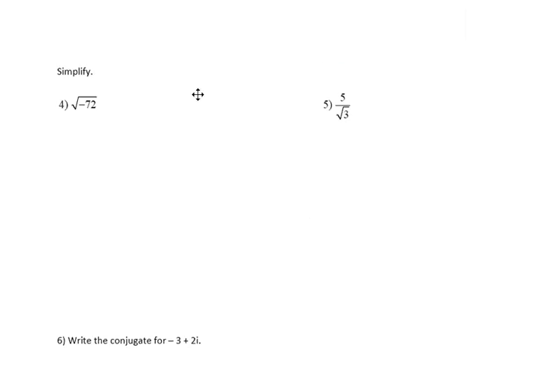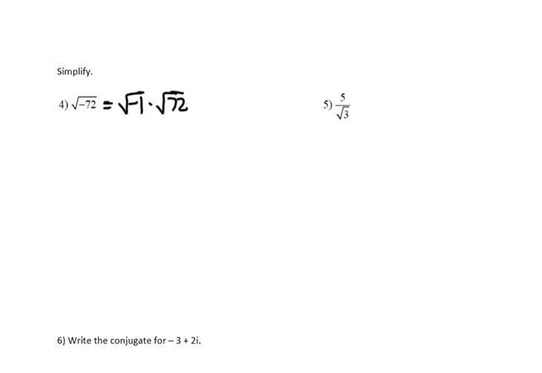Okay, so now we're going to take a look at the second part of the review that I would like you to know, and this will deal a little bit more with radicals and simplifying and conjugates. The first thing I would like to do is to simplify the square root of negative 72. Now, notice for number one that it is a negative under the square root. If you recall, I can rewrite that as the square root of negative 1 times the square root of 72.